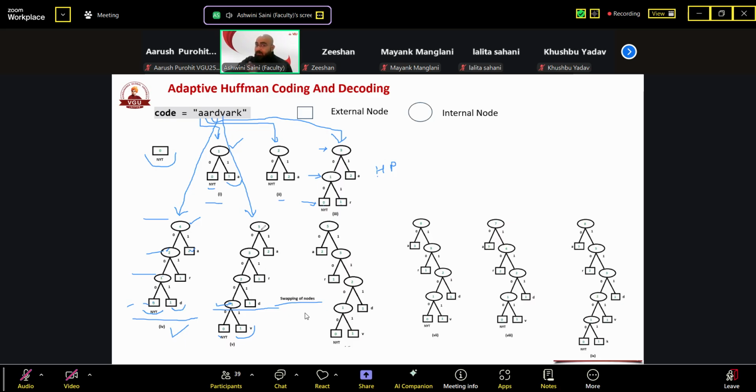So after adding all, we are checking the Huffman property. Is that particular tree satisfying the Huffman property? Can you please check from left to right whether this tree is satisfying or not? We are on step 5. Here is the step. Can you check?